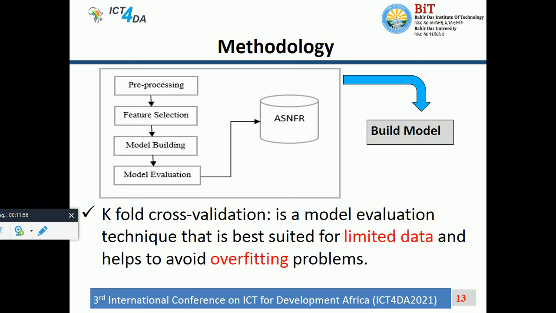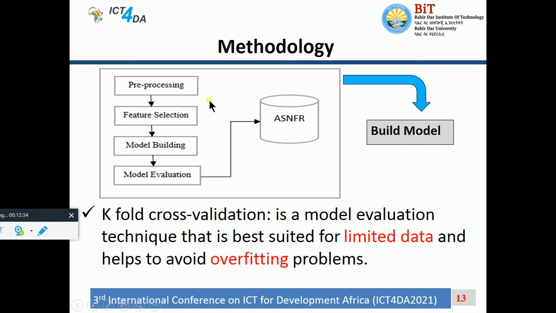So on the methodology part, we did this research as an experimental study. When we designed this study, we broke it down into three parts: pre-design, design, and post-design. On pre-design, we did data collection and annotation. On design, we did pre-processing, feature selection, and model building, and on the post-design phase, model evaluation and result discussion.